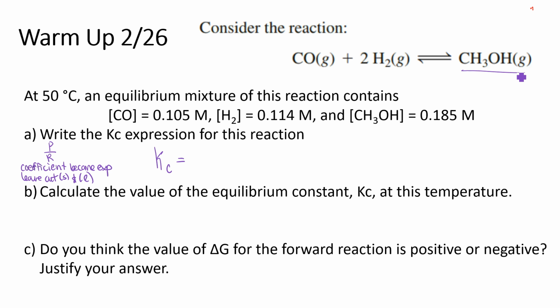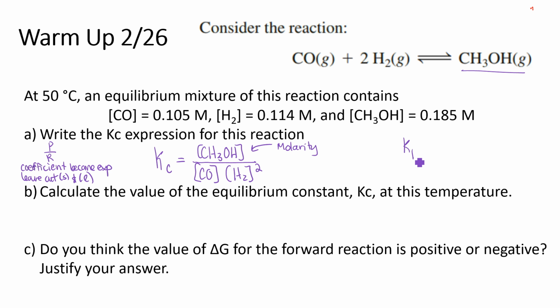So our product is CH3OH, and we're writing a KC expression, so I want to use these square brackets. These square brackets represent concentration in molarity. And the coefficient here is a 1, so we're just going to leave that there. And then the reactants are carbon monoxide and hydrogen. The hydrogen has a 2 coefficient, so we're going to square it. There were no solids and liquids in this reaction, so we don't have to worry about our third bullet point there. All right, so this is what we call a K expression. This is a KC expression.